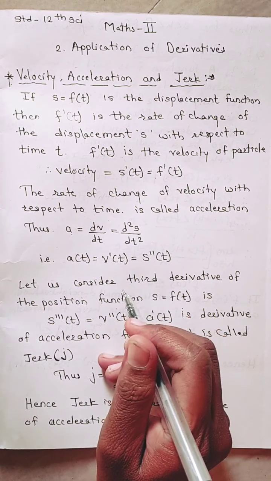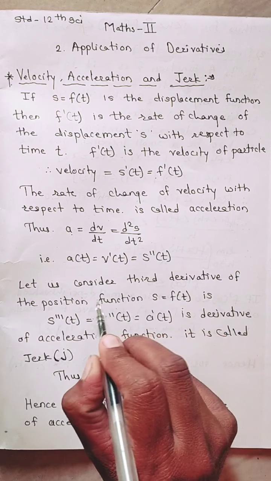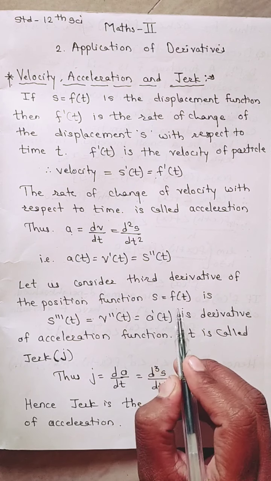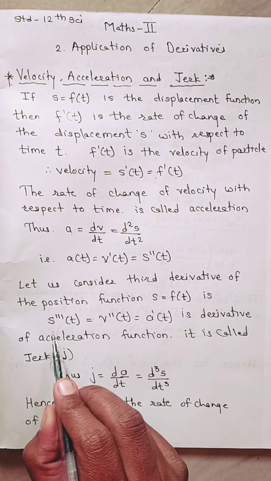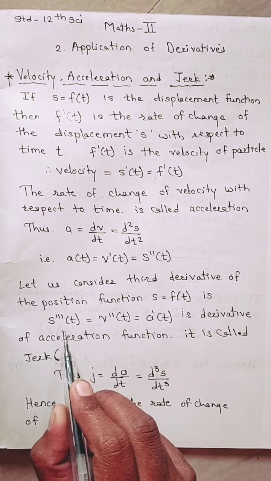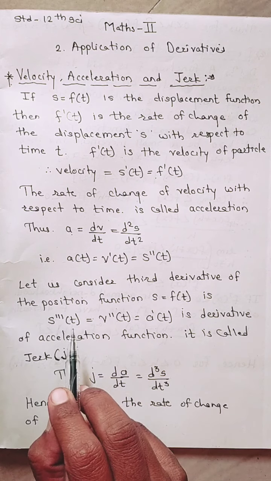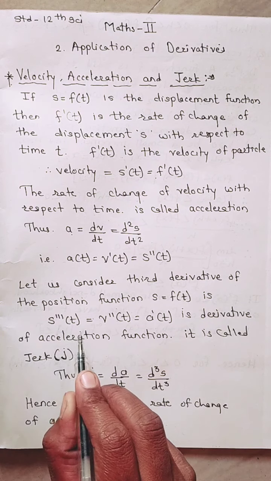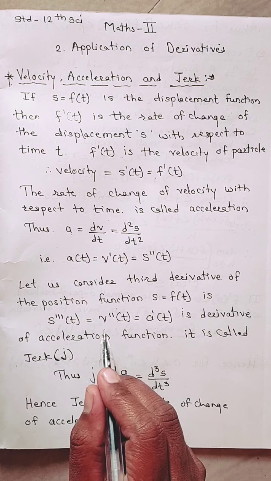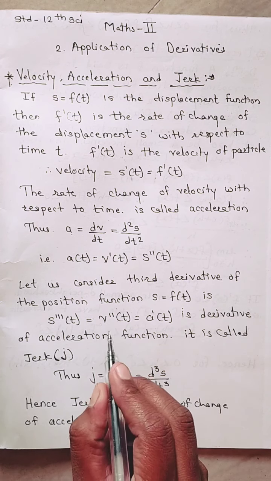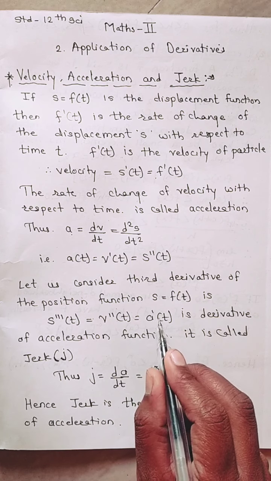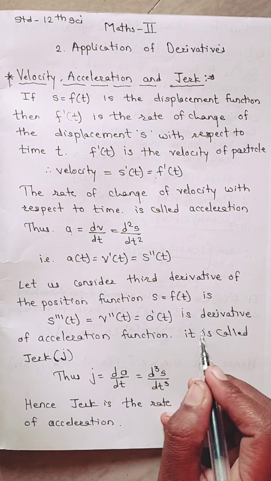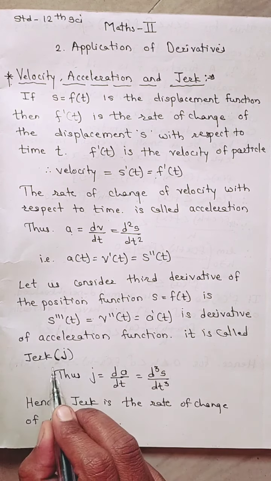Let us consider the third derivative of the position function s = f(t), that is s'''(t). We have taken the third derivative of this displacement equation. We get s'''(t), which is equal to v''(t), the second derivative of velocity, which is equal to a'(t), the first derivative of acceleration, and this is called jerk.